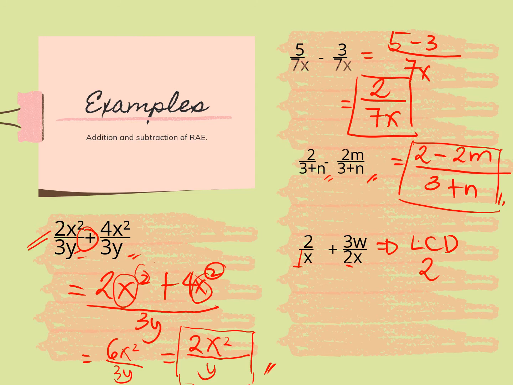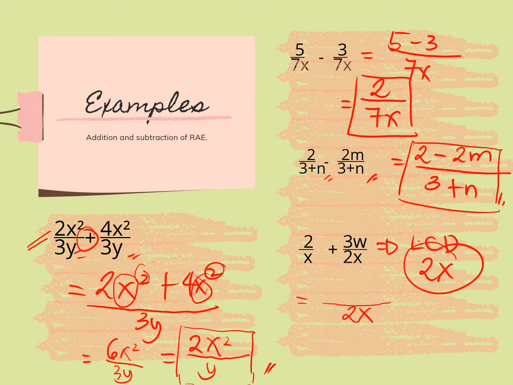How about the variable x? How do you find the LCD for the variable? The technique is to look at which has the higher exponent and copy that. Since both have x, x is the LCD. Then look at the exponents: the first x has an exponent of 1, and the second x also has 1. So the LCD's exponent is also 1. That will be 2x, our new denominator.